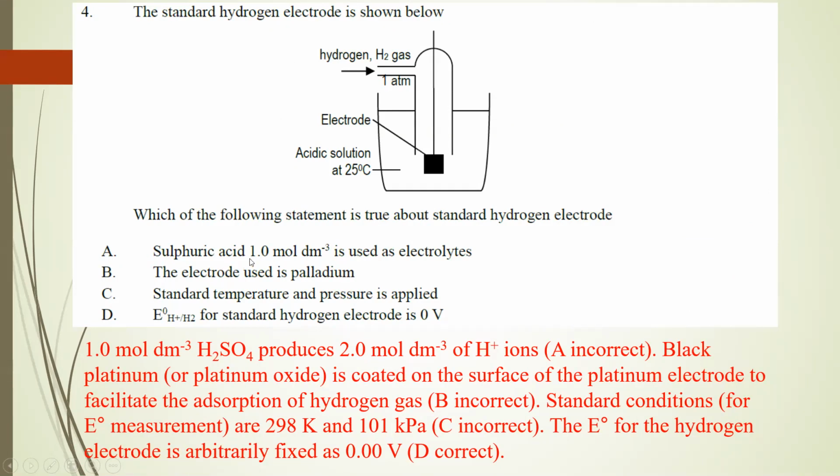Now, there is a difference between the terms standard temperature and pressure and standard conditions. Standard temperature and pressure is 0 degrees Celsius, 1 atmosphere. Standard condition is 298 Kelvin or 25 degrees Celsius, 1 atmosphere. So C is wrong. And the E naught value for the standard hydrogen electrode is 0 volt, which is correct. Okay, so that is for question number 4. Immediately we go to question number 5.